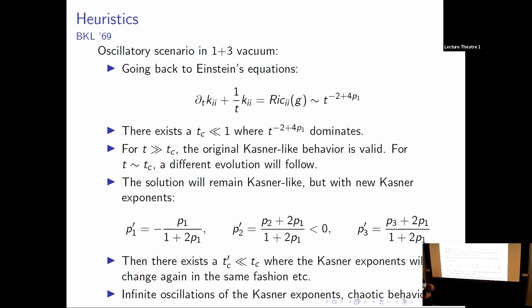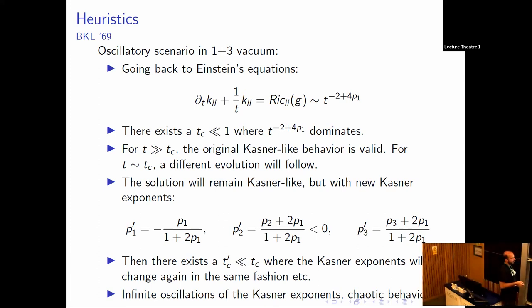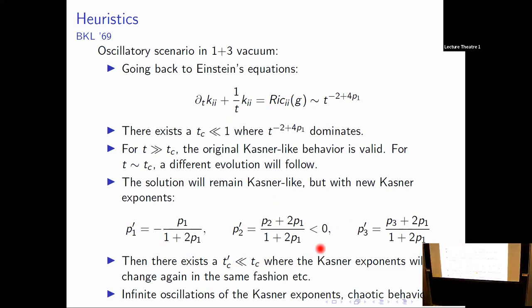You get a different equation, which is again integrable, and it gives you another transformation of the Kasner exponents. By this type of argument, they concluded that there should be an infinite change in the Kasner exponents, or at least the solution should be modeled, as you go to t equals zero, in different time intervals by different Kasner parameters. And this oscillation should be infinite. And by this type of formula, you can also conclude that the change is chaotic. I guess this is similar to what Hans mentioned in his talk.